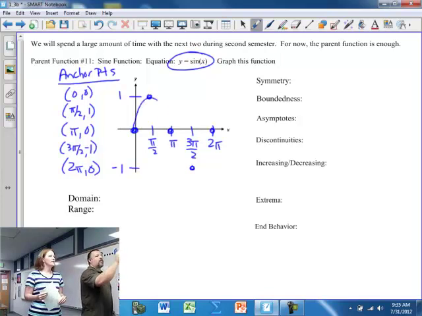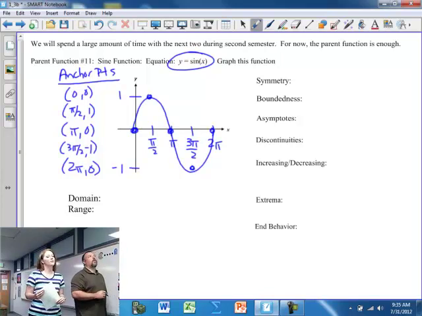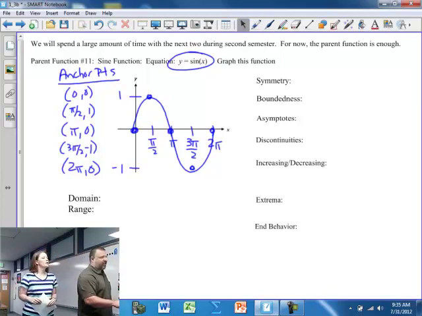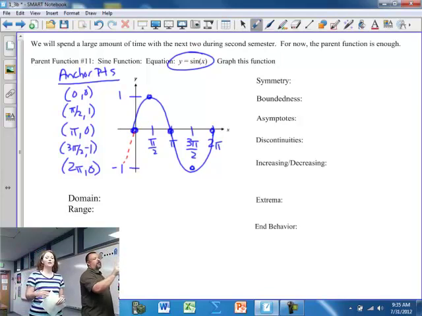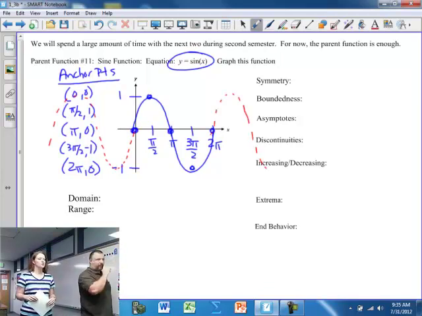Okay? So you need to have 5 key points. We forgot to write that on the notes, but 5 key points for your parent sine function. We're going to spend almost half of second semester, probably two thirds, ad nauseum with sine, cosine, tangent, and all these other functions we love. Now remember that we're only graphing one period for right now, but it does continue in that direction, and that's going to help us with some of our attributes here.